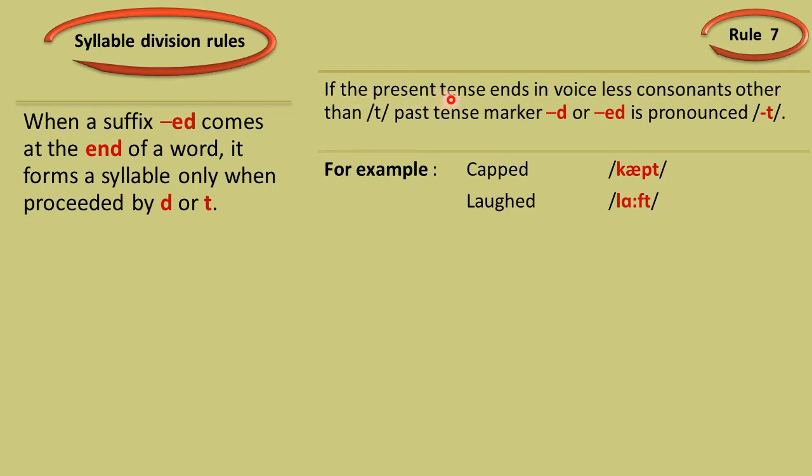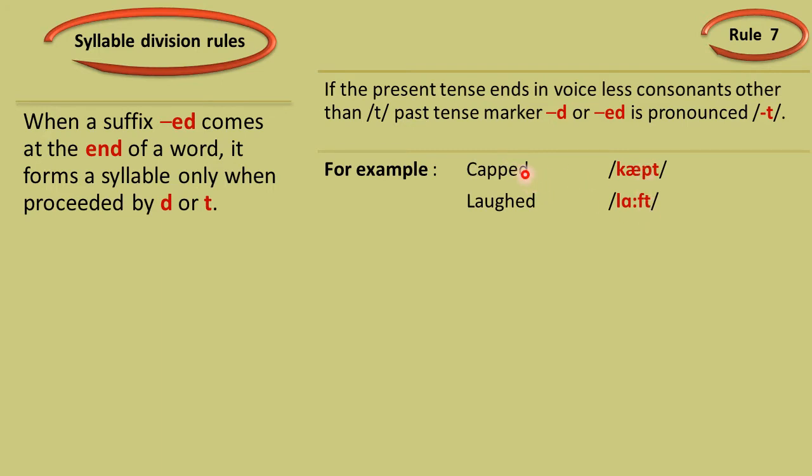Let me read. If the present tense ends in voiceless consonants other than T, then the past tense marker D or ED is represented by T. Do you understand the rule? If the present tense ends in voiceless consonants, then the past tense marker D or ED is represented by T. Let us try to understand the rule with the help of these examples. Here you have been given two examples: one is capped and the second one is laughed.